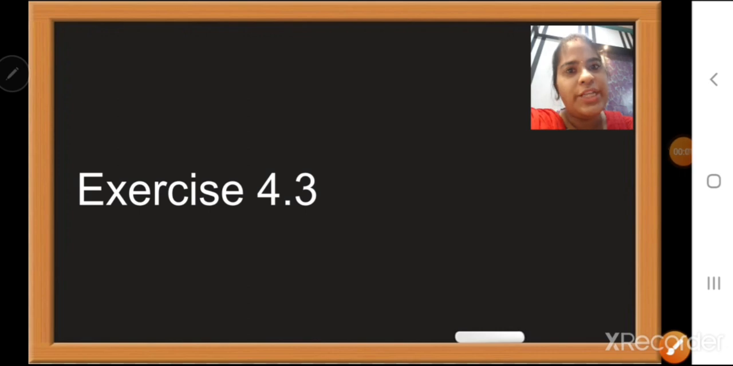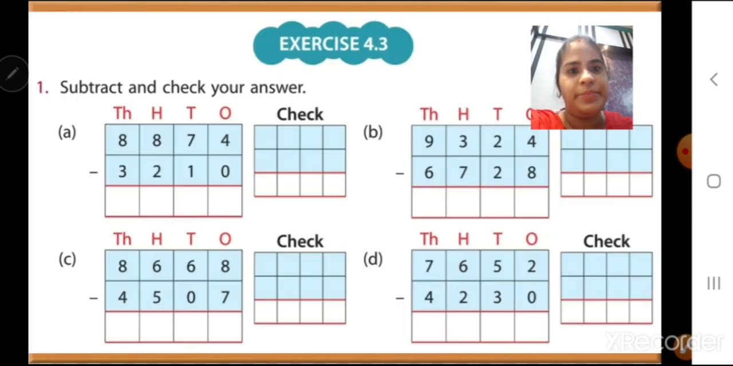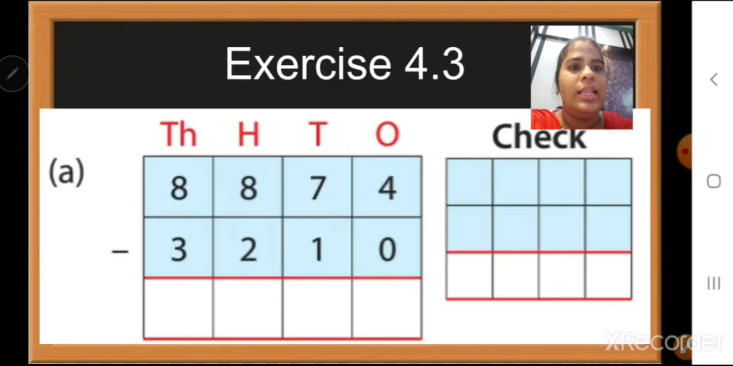Now take out your textbooks and your notebook. We are going to solve exercise 4.3. Now this question is from exercise 4.3, which is in your textbook. Our first question is subtract and check your answer. Children, you are going to write the answers in your textbook itself for question number 1. Let us take A1.